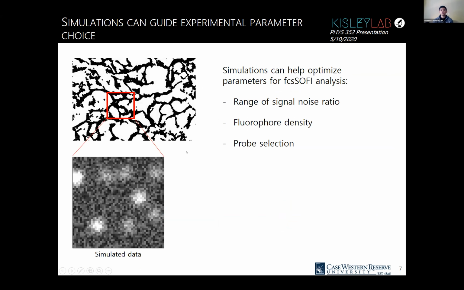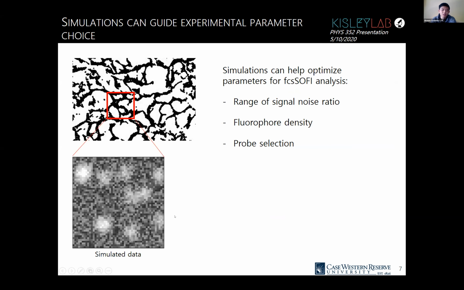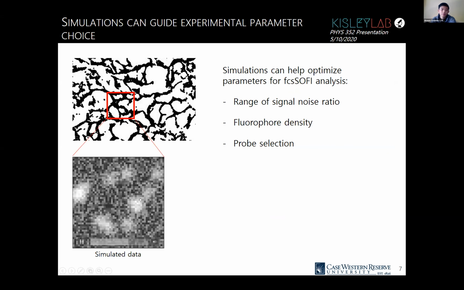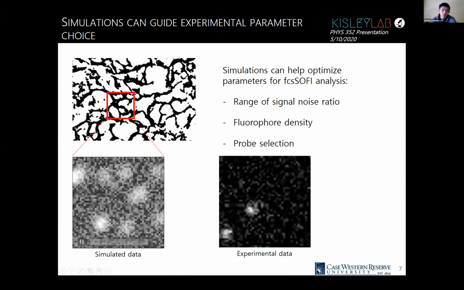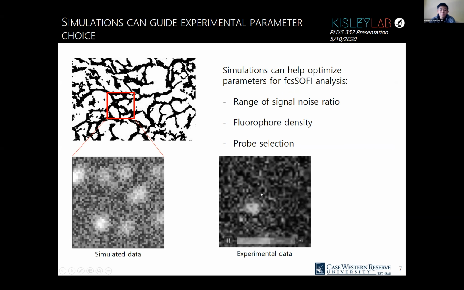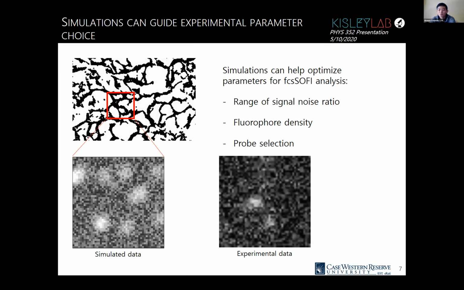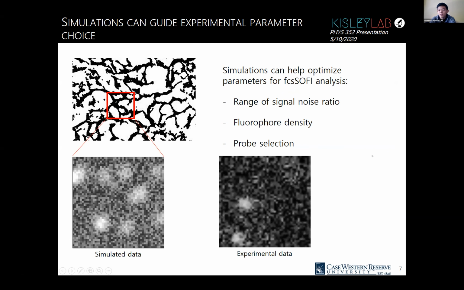So I guess the two main halves of the project that I've been working on are simulation and experiment. And it is pretty instructive to start with simulations since they can tell us quite a few things. So this is an example of simulated data, similarly to what we saw on the last slide. It's just fluorophores moving around at a specific diffusion rate. Here's an example of experimental data. It got downsampled quite a bit and it looks very grainy, but you'll just have to take my word for it. It is fairly similar to the simulated data.